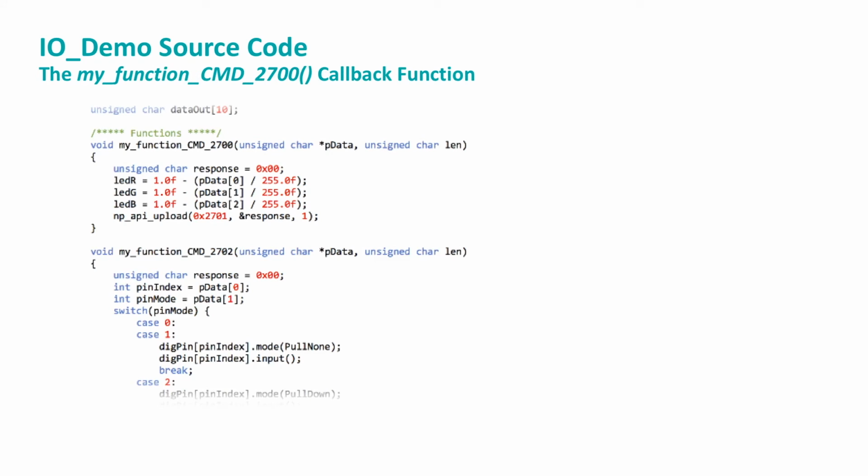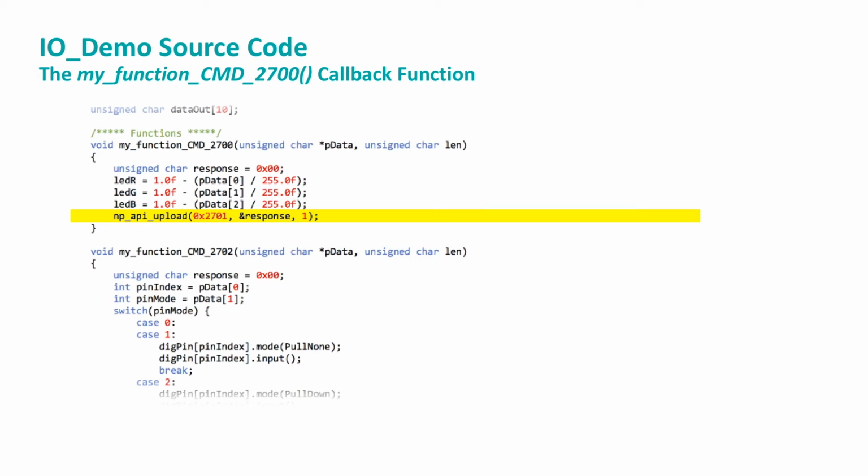myFunctionCommand2700 is pretty straightforward. It takes the first 3 characters in the received data buffer and sends the values to the LEDR, LEDG, and LEDB PWM outputs respectively. The only slight kink is that the message contains an integer in the range from 0 to 255, and that has to be converted to a floating point value. But other than that, there's no mystery at all. That's how we were able to control the LED brightness. The last line of the function is a call to a nexpaq API function, np API upload.